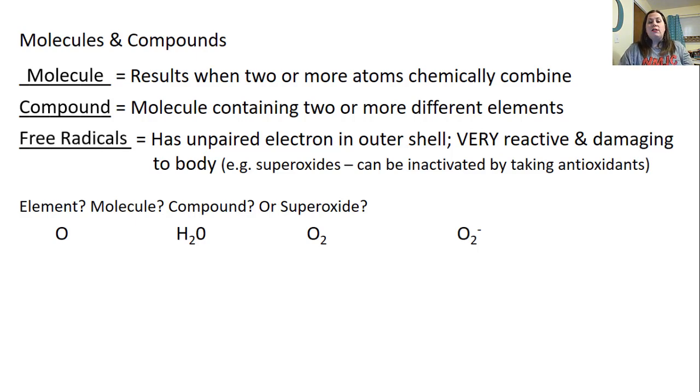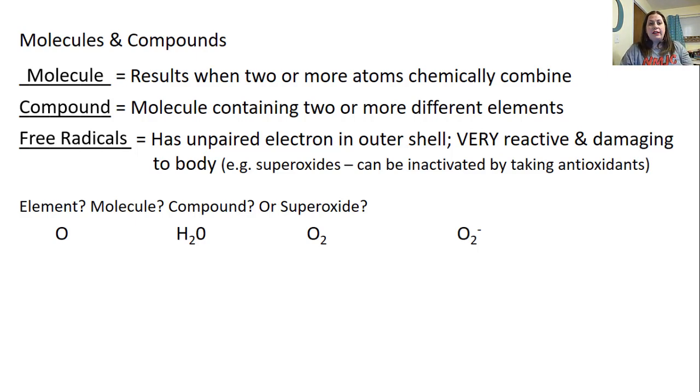We also see free radicals can happen. This is where they have unpaired electrons in their outer shell, and this is what causes them to be reactive and damaging to our body, but gives them a charge, like a negative or a positive. An example of this are superoxides, and they can be inactivated by antioxidants.